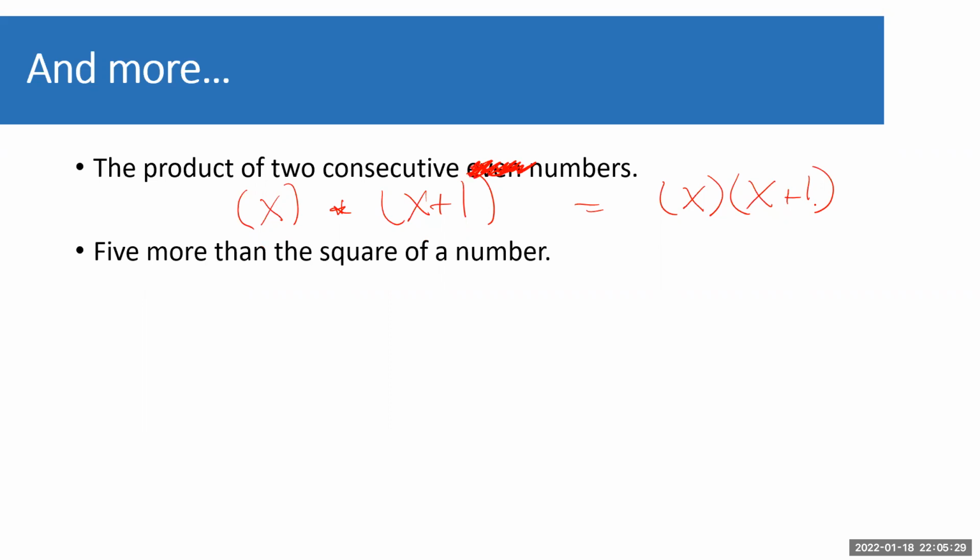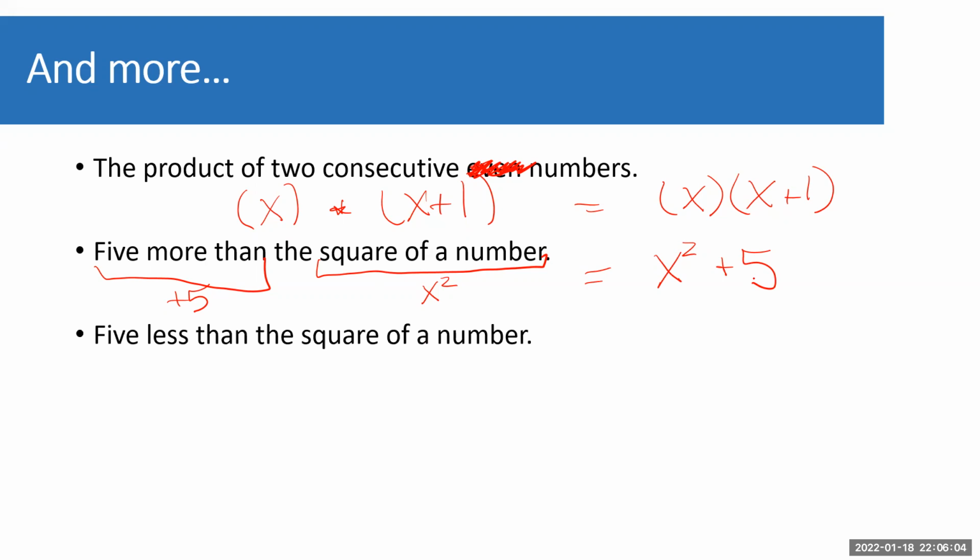Now, let's switch gears a little bit. 5 more than the square of a number. Start with the square of a number. X squared is a number squared. It's called the square of a number. Notice we're not talking about the square root. We're talking about the square. So x squared. And 5 more than means we're going to be adding 5. So this is going to give us x squared plus 5 to give us 5 more than the square of a number.